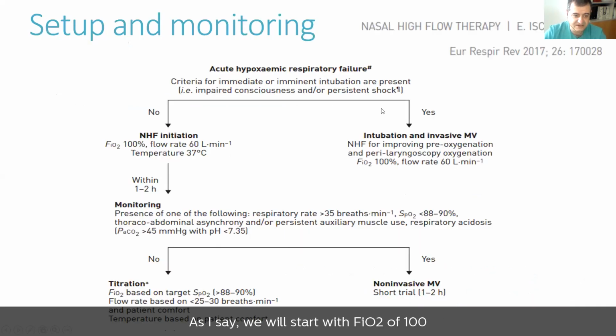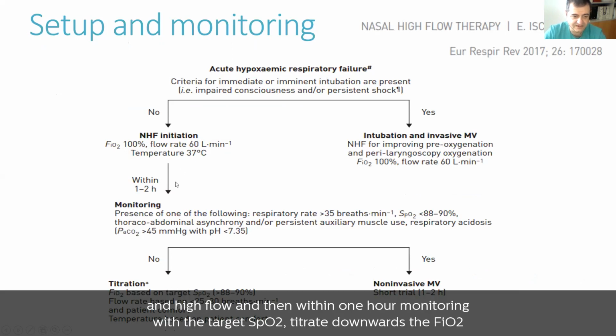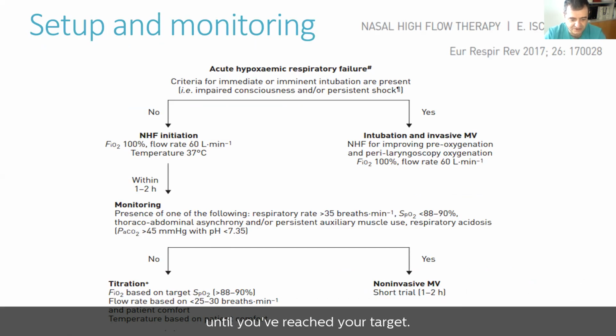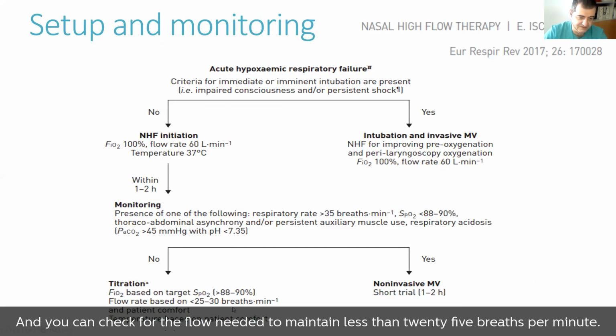As I say, we will start with FiO2 of 100 and high flow, and then within 1 hour monitoring with the target SpO2, titrate downwards the FiO2 until you reach your target, and you can check for the flow needed to maintain less than 25 breaths per minute.